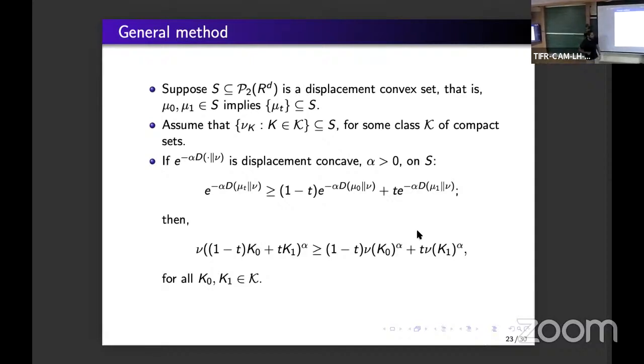What is nu K? Sorry. So nu K is the restriction of nu to K, which attains the maximum entropy thing. So this is good. This is the most important part.